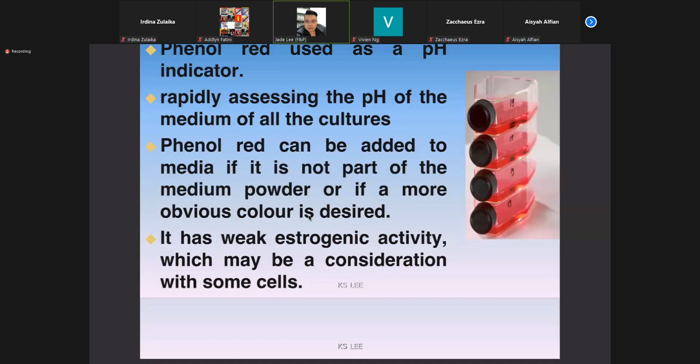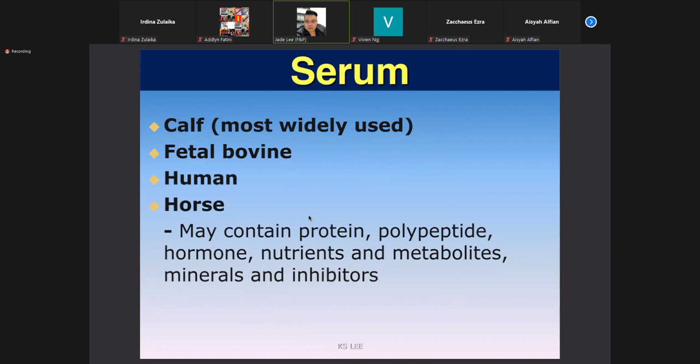Okay. So serum is also very important, and calf serum is widely used together with fetal bovine, human, and also horse serums. Because they may contain protein, polypeptides, hormones, nutrients, and also other metabolites and minerals, and also inhibitors, which is necessary for the growth of the cell.